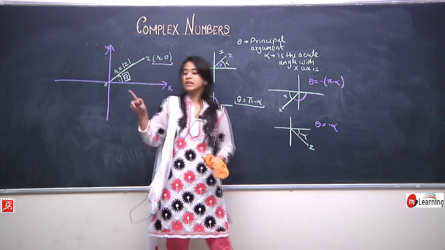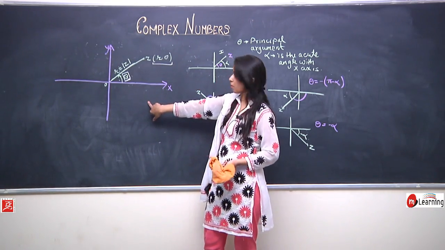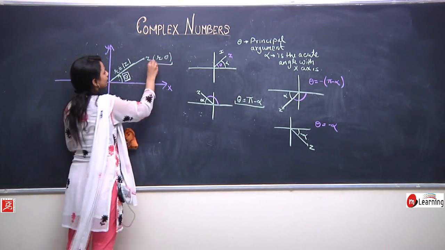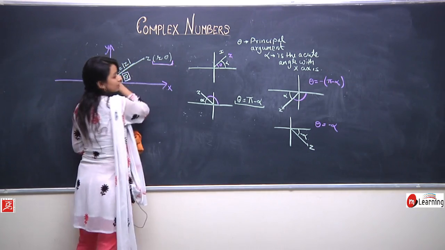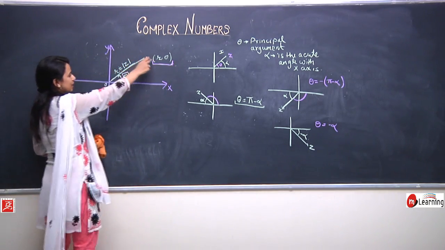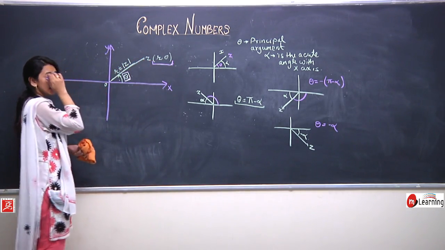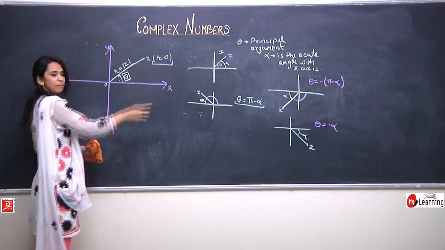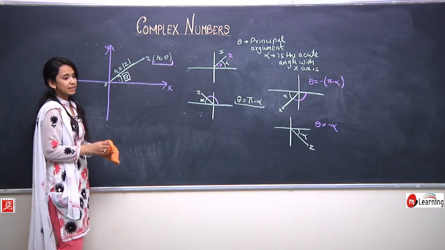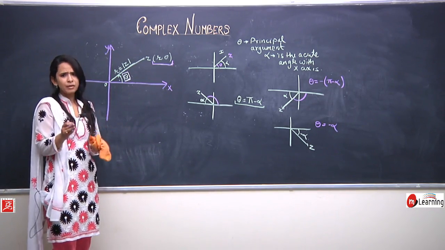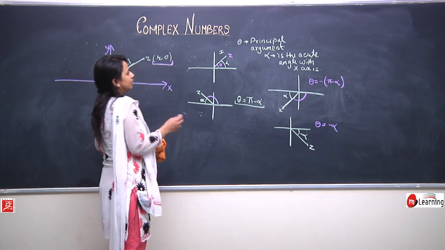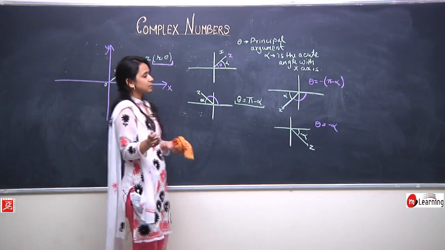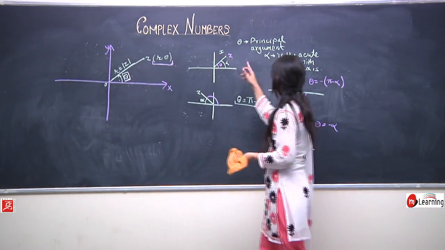We started with a 2D representation of a complex number, where we said that a complex number in polar coordinates is represented as r comma theta, where r is nothing but the displacement of the complex number from the origin and theta is the angle which it makes with the x axis. Now this theta could have multiple values in the form of 2n pi plus theta. So I wanted to define a standard value of theta. So we said that any value of theta that lies between minus pi to plus pi is said to be the principal argument.